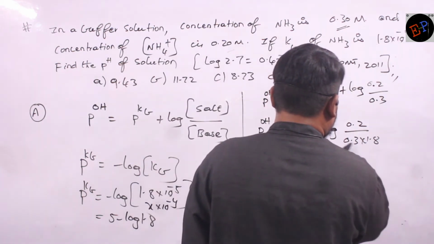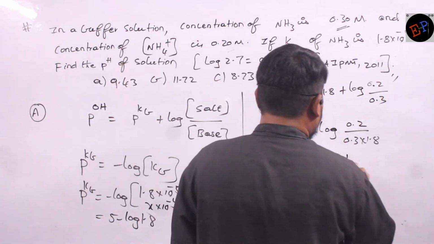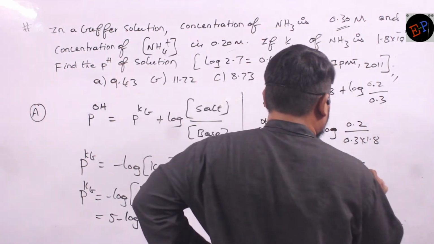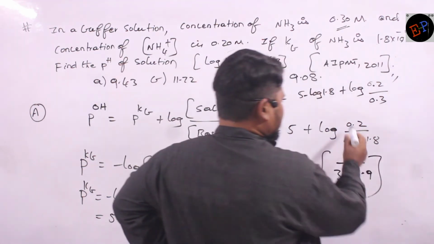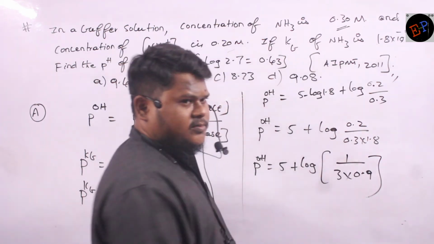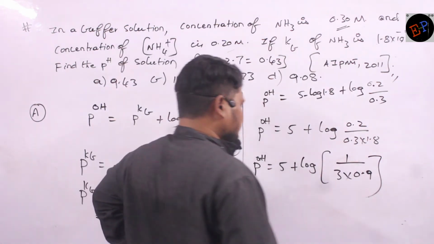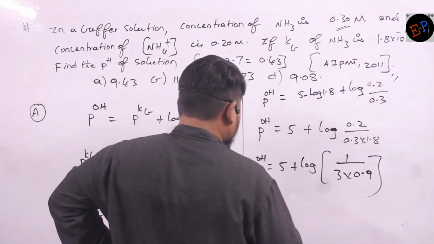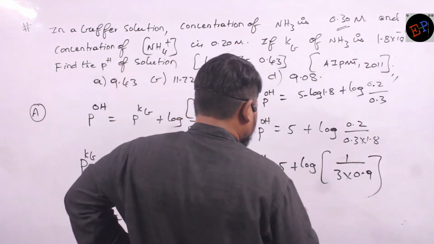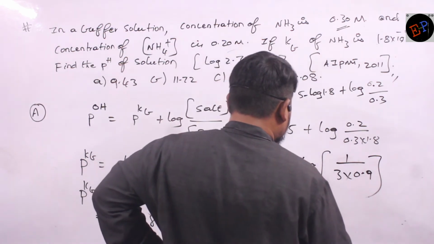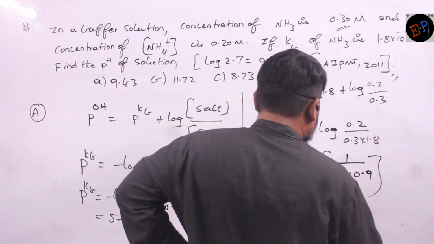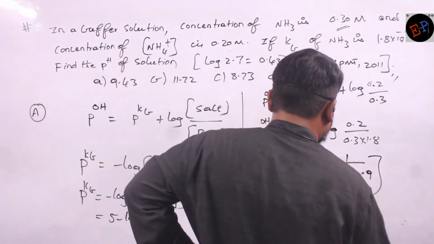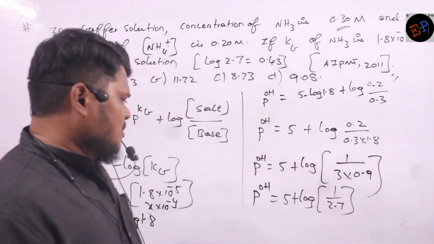I can write 1 by 3 into 0.9, like this. So 2 nines are 18, so I can write like this. Therefore, 1 by 3 into 0.9 is 2.7. So pOH of the solution is how much? 5 plus log of 1 by 2.7.